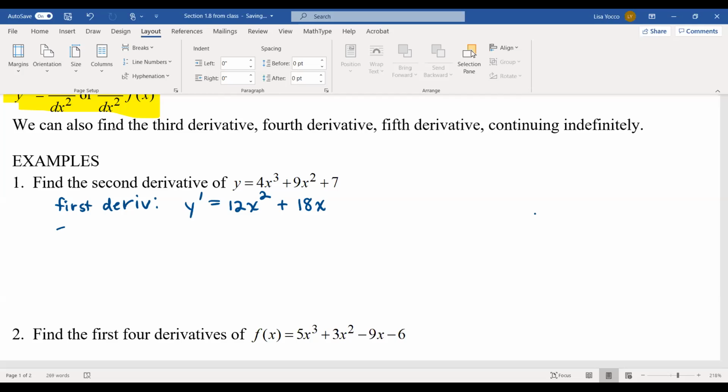Okay, so that's nothing new. We're just now calling it a first derivative. Now we take the derivative of that, and we're calling it the second derivative. So again, the power of 2 times 12, 24. Subtract 1 from the power, leaves me with x. And then for 18x, remember, when it's x to the first power, the derivative is simply the coefficient, and we're done.